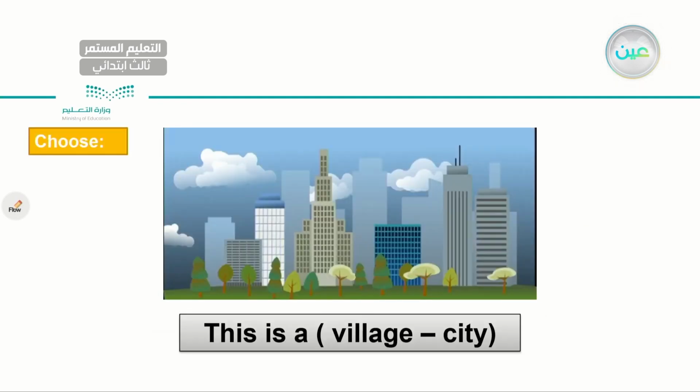Now, I need you to help me to choose the correct answer here. Now look at the picture, my dear student. What do you think this picture is? This is a village, city. What do you think, my dear student? Is it a village or a city? It is a city. Very good. It is a city. Excellent. So the first one, I have a city.